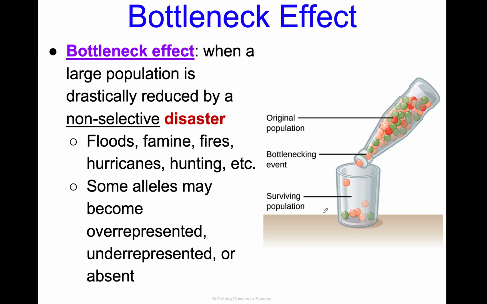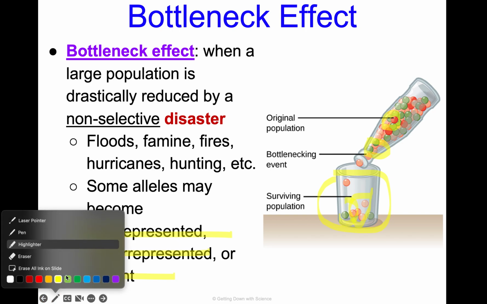Some alleles may become overrepresented or underrepresented or totally absent, right? So you can see up here, there's that darker red, but in the surviving population, there's no dark red. But there's a heck of a lot of this pink color, right? So it's overrepresented. The darker red is underrepresented. Actually, dark red's absent. It's that green that is underrepresented. You only got two. Right, so you can see it can be devastating to a population.